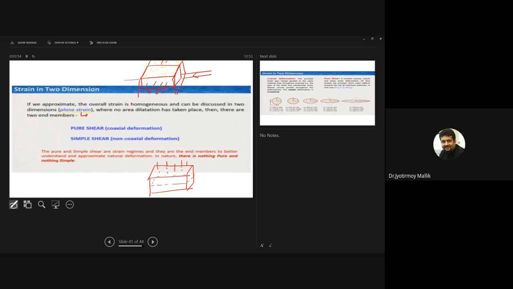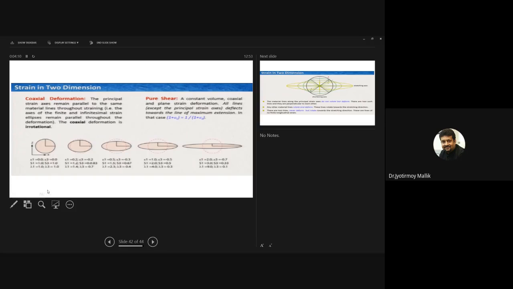And plane strain deformation is further subdivided into two categories. One we call pure shear, and pure shear is a coaxial deformation, and the other is simple shear, which we call a non-coaxial deformation. Now we will see why this pure shear is a coaxial deformation. Now, coaxial deformation means that, this is my initial circle, and then I have defined my x-axis and y-axis.